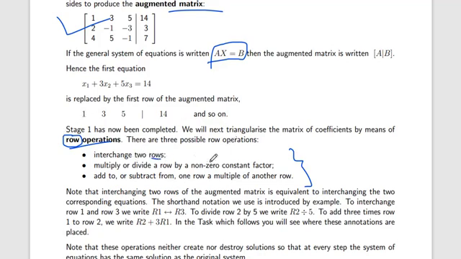We can interchange two rows, multiply or divide a row by a non-zero constant factor. So if you multiply this by 2, we can multiply this equation by 2 also. And we can add or subtract a multiple of one row to another. If you want to make this 0, what will we do? We multiply the first row, r1, by 2 and subtract it from the second row. So there are 3 types of row operation in Gauss elimination.